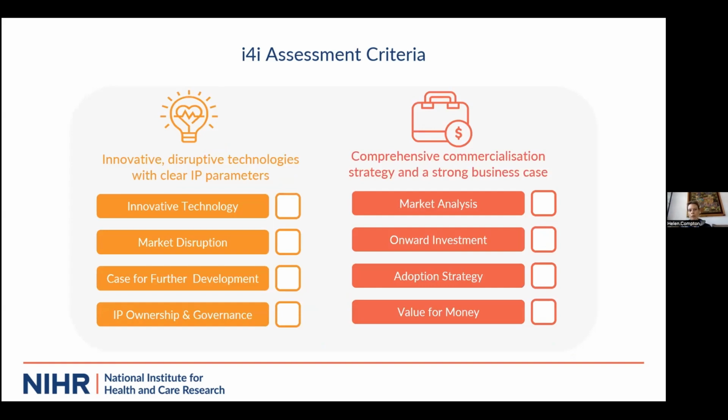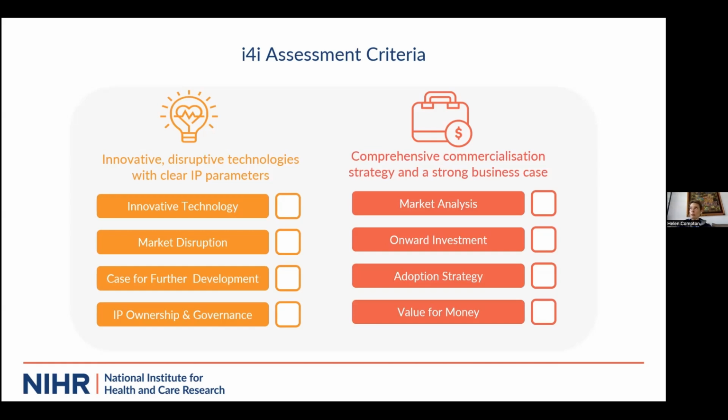We're also looking for, because we're looking for disruptive technologies, we want you to be able to explain why your technology is innovative, which, believe it or not, is sometimes quite hard for people to do. And what is your market disruption going to be? What are you building your current technology development on? And what is your IP ownership and governance? And obviously we'll need that in terms of the collaboration agreement anyway, and the clear boundaries between foreground and background IP and who's going to take things forward.